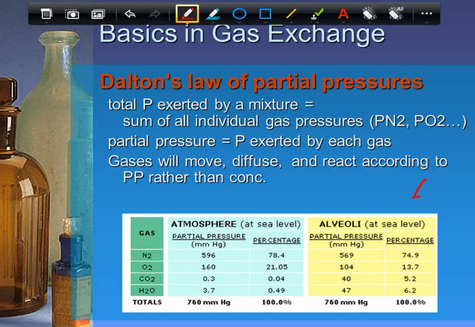You do the same thing over here in the alveoli. One thing you'll notice right away is that the CO2 level is much higher and the water is much higher in your lungs, and that gives you a much higher PH2O and PCO2. Okay, we'll talk more about that as we move along.